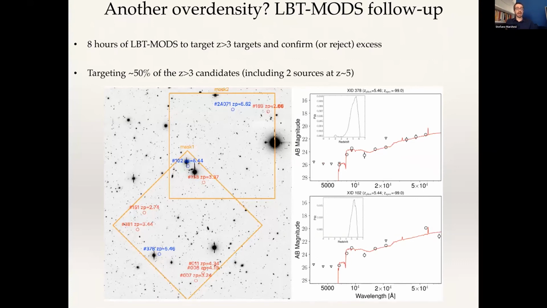We got time with LBT MODS to target many candidates for redshift greater than 3 in our sample, which are shown here. And basically, we could get a spectroscopic redshift for 50% of them. Notably, 2 sources, the ones that you see on the right, have a nominal redshift of greater than 5.3. So these will be the farthest X-ray selected AGN ever detected with a spectroscopic confirmation. The campaign will take place at the end of the month, so we'll see what happens.